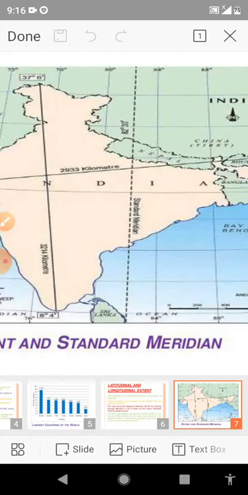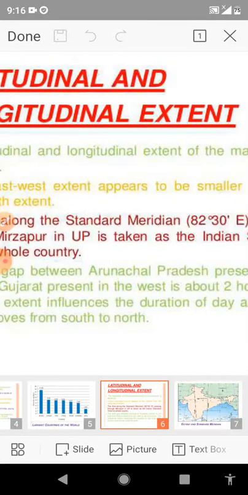And this question is also very important. You may be asked, what is the reason due to which the north south extent of India is much larger than the east west extent? The reason is that the parallels of latitude are equidistant, meaning the distance between two parallels of latitude remains the same. But if we take the example of longitude, there is maximum distance between two meridians of longitude on the equator, and as we move toward the pole, the distance between two meridians of longitude reduces.